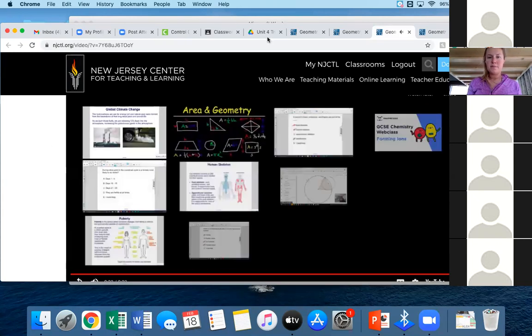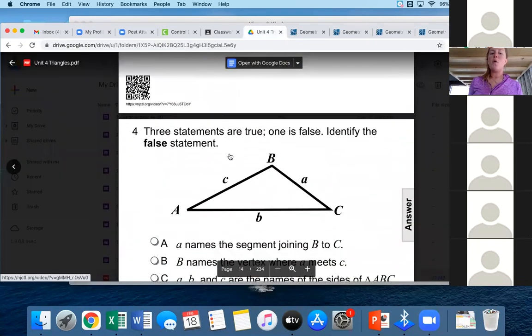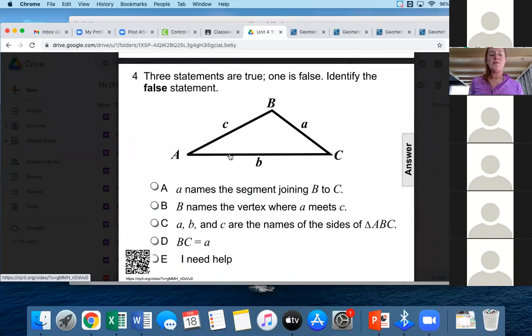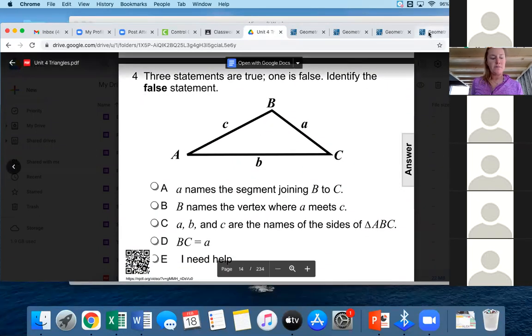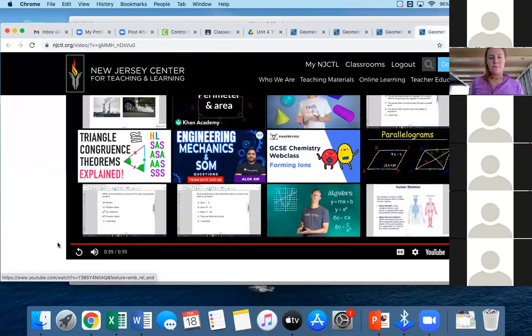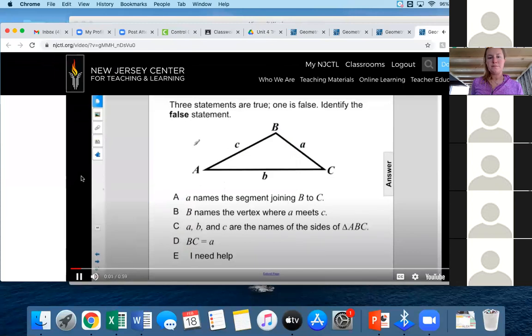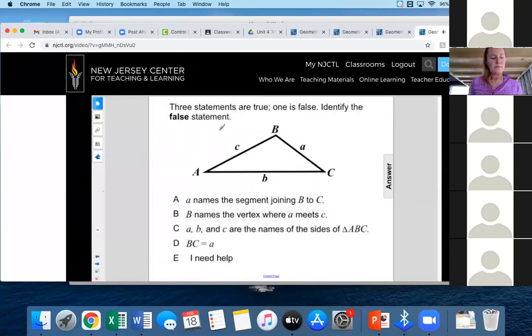All right. Moving on to question number 4. 3 statements are true and 1 is false. Identify the false statement. All right, A. Lowercase a names the segment joining B to C. That is true. This is the name of this segment, so that's true. Capital B names the vertex where A meets C. Right, so here we have B, and that is where lowercase a meets lowercase c, so that is also true.